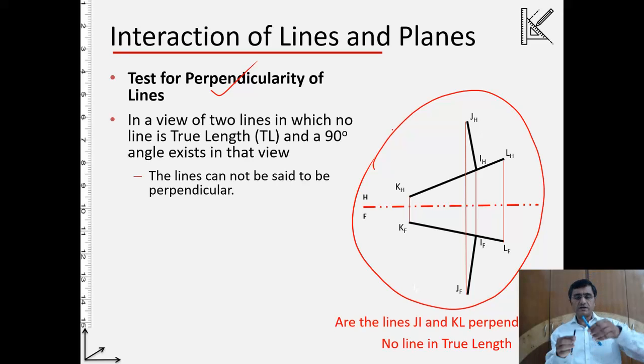So right now the lines which are given to me are something like this, okay, and none of the lines is appearing in true length on any of the planes. So the meaning is neither this line nor this line is appearing as true length on the frontal or on the horizontal, but they can still be perpendicular to each other. Alright, so in this case, what is the way we can test it?